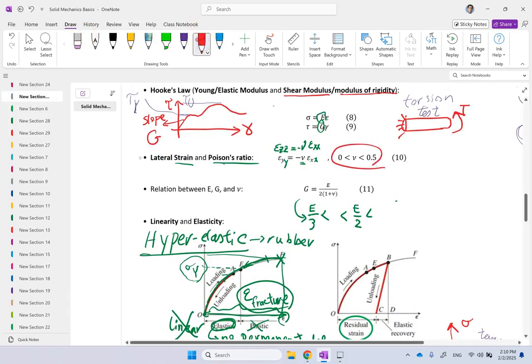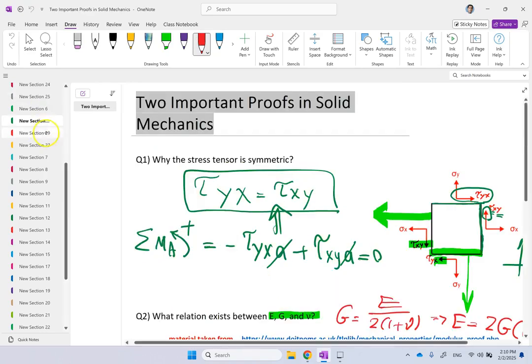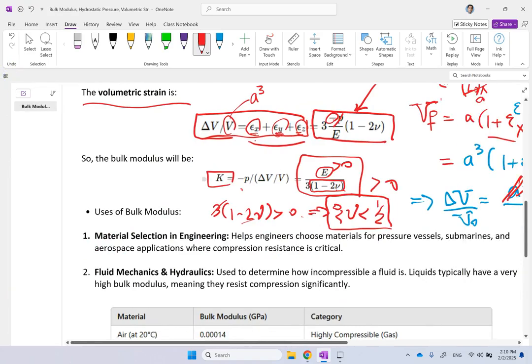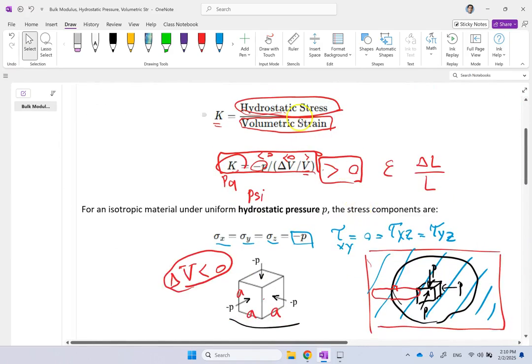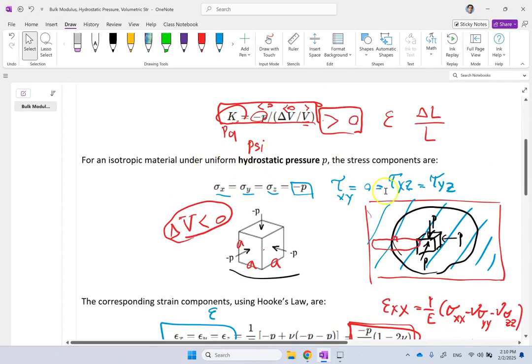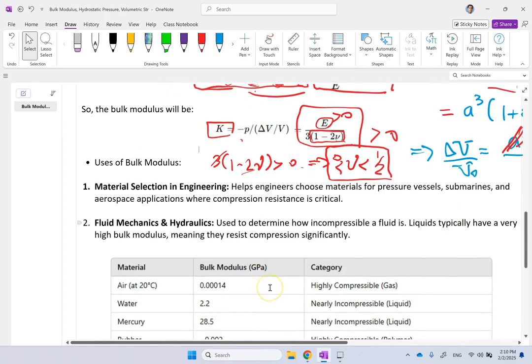Where do we get that? Right? That's exactly where we got it. Right here. The definition of the bulk modulus. Okay, so this is bulk modulus. This is why nu is between 0 and 1/2. And that's the definition of bulk modulus. And of course, the definition of hydrostatic pressure and the definition of volumetric strain. So we learn a bunch of new definitions.